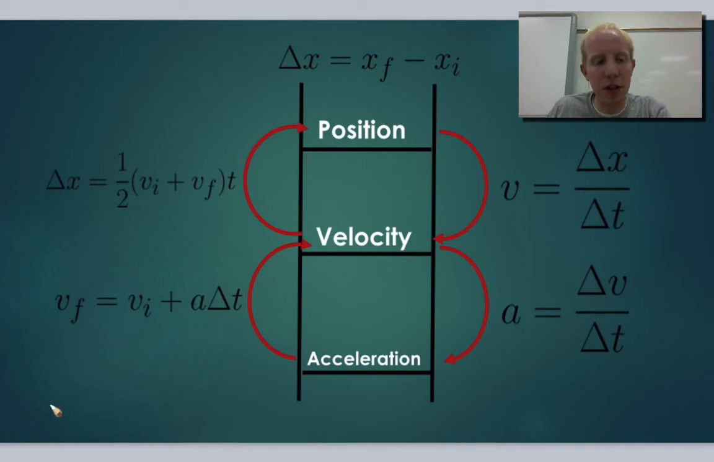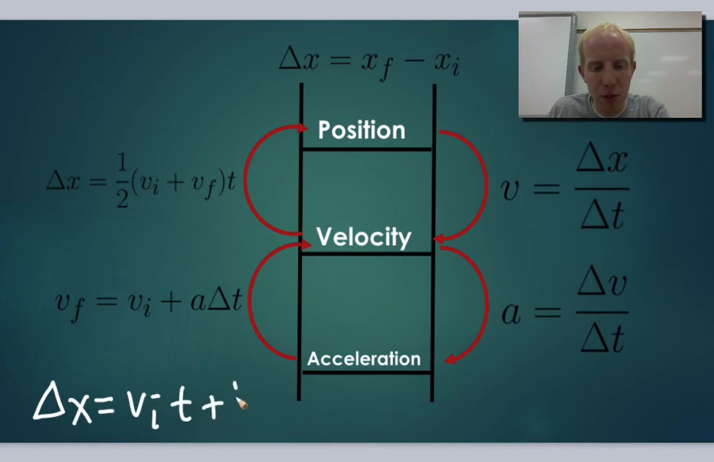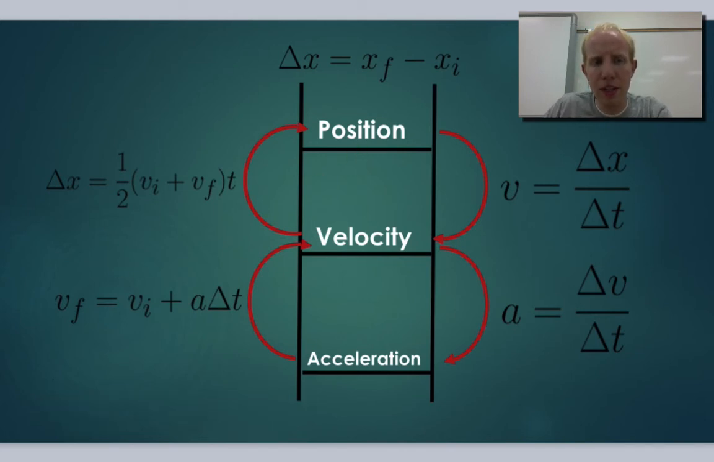There was also another equation: change in x equals initial velocity times time plus 1/2 at squared. That equation actually helps us go from acceleration all the way up to position. So it helps us jump two rungs of the ladder, from acceleration to position. The point is these kinematic equations, as we call them, help us go between these three different quantities.